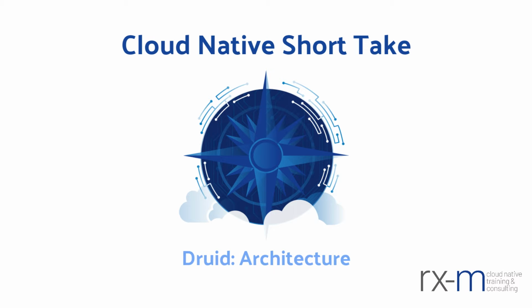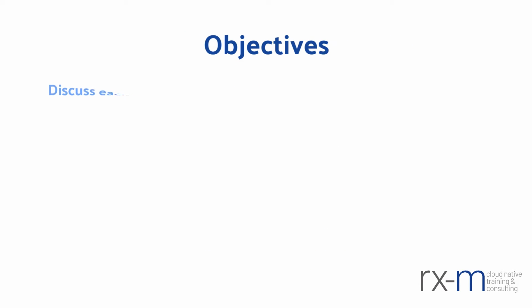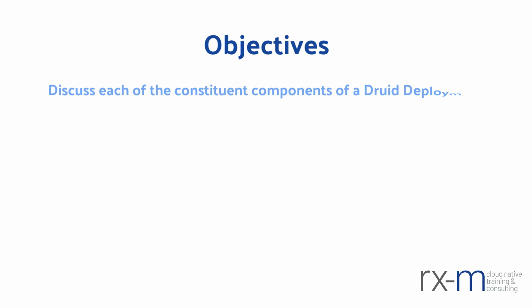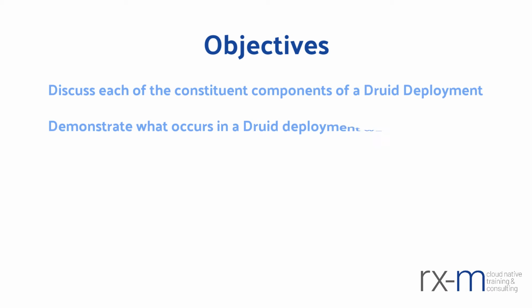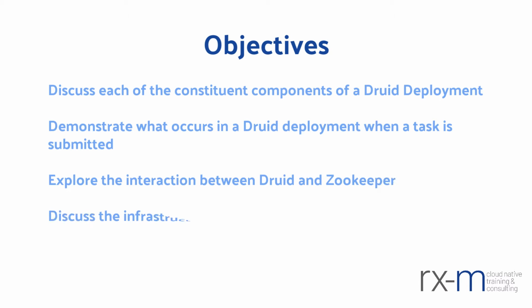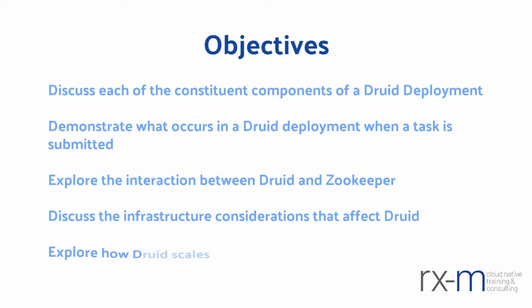In this module, we discuss each of the constituent components of a Druid deployment. We also demonstrate what occurs in a Druid deployment when a task is submitted. We'll then explore the interaction between Druid and Zookeeper and talk about the infrastructure considerations that affect Druid. And finally, in this module, we explore how Druid scales.